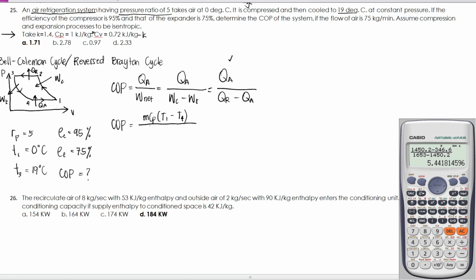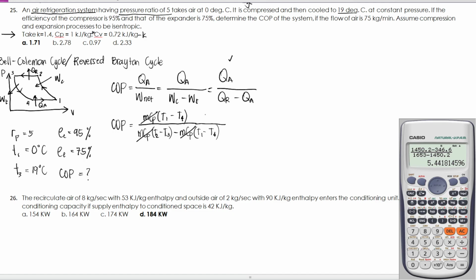Alright, ayan. Over ang QR naman is nasa process 2 to 3, isobaric din yon, kaya that is MCP T2 minus T3. Okay? Tapos, copy lang uli yung QA, that is MCP T1 minus T4. So, as you can see, lahat sila is common yung MCP. By the way, by application ng conservation of mass, ang mass ng air all throughout the system is equal or constant. So, pwede nating i-cancel out ang mga CPs or ang mga MCPs.